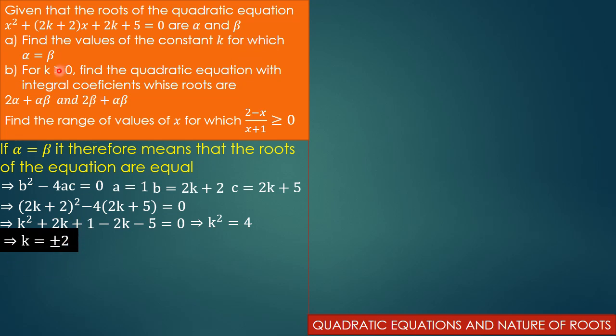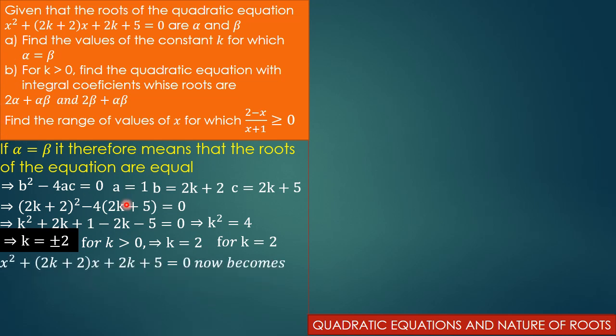Good. Then the b part is saying that for k greater than 0, we should find a quadratic equation with integral coefficients whose roots are 2 alpha plus alpha beta and 2 beta plus alpha beta. Great. So friends, for k greater than 0, that therefore implies we are going to have only 2 as our answer. Okay, because 2 is greater than 0 and negative 2 is less than 0. Great. So we come back into our quadratic equation, the one we have here now. We put the value of k to be 2, friends. So this is the equation that we have. So for k equal to 2, this is our equation now.